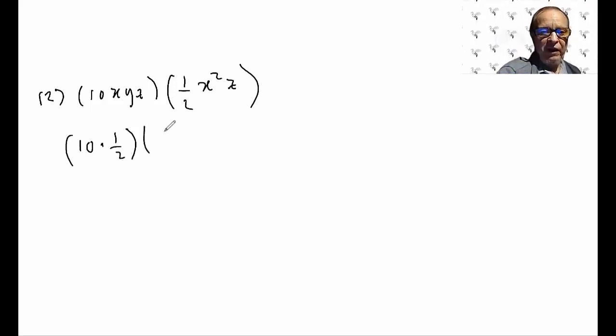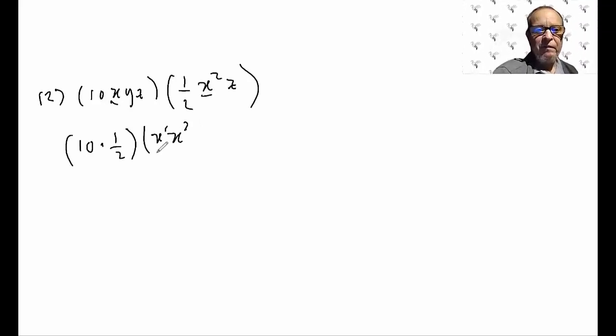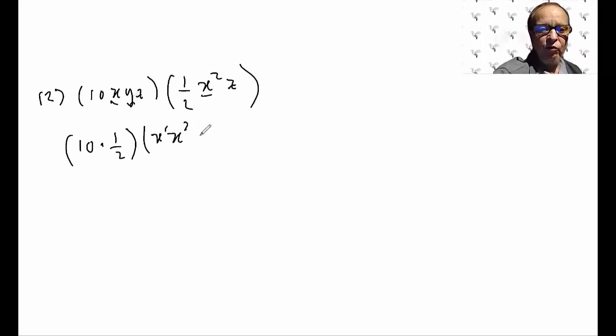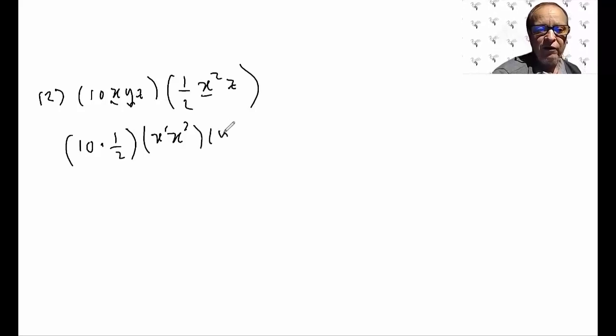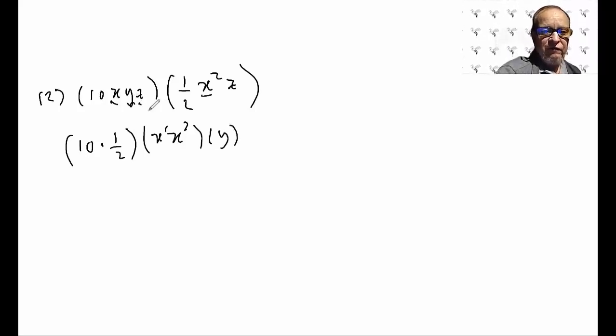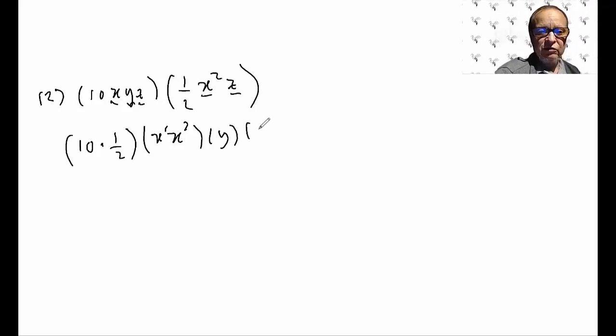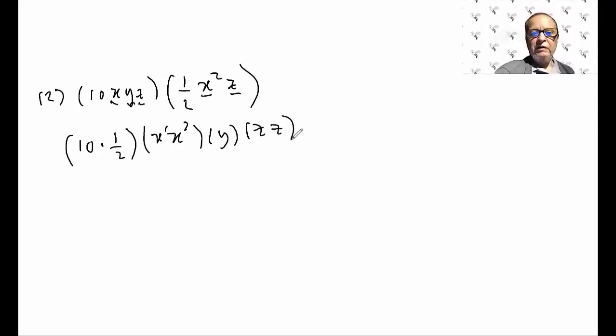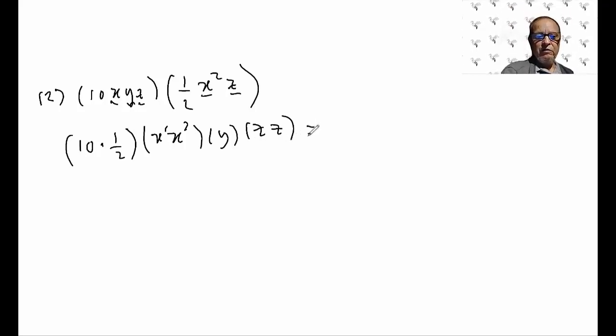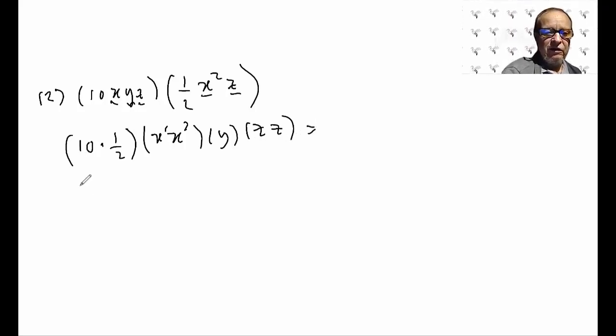Then I look for my x's. I have an x from here. I have an x from here and an x squared. And this is to the first power. And then I have one y. So I'll put a y here. And then I have two z's. So I have z, z. So now 10 times 1/2 is the same thing as saying 10 over 2.